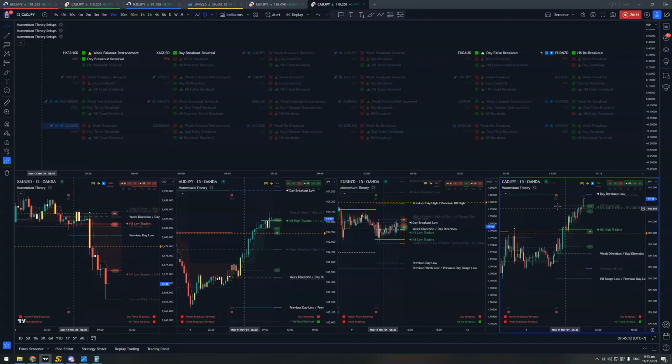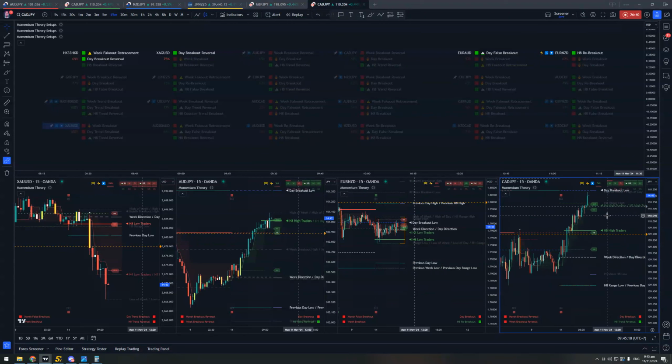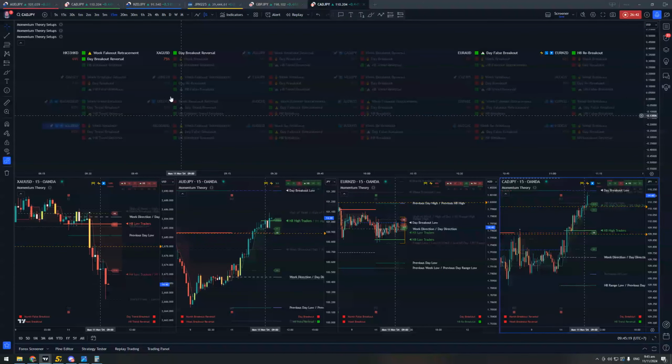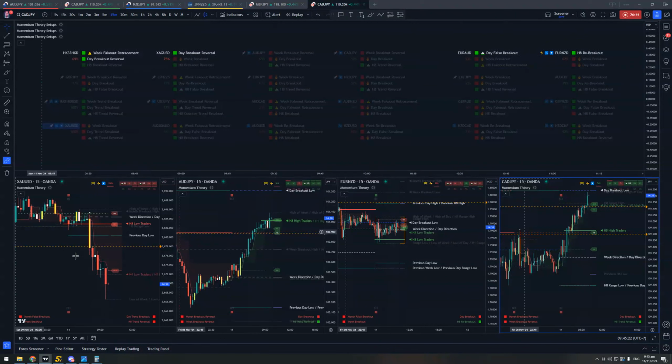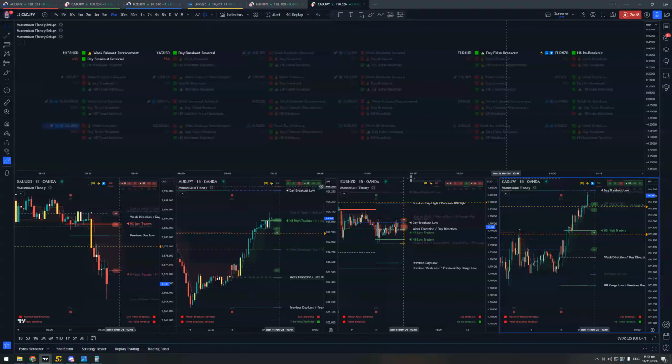Okay, CAD-J got up above that range, closed above it. Now I need to see it close back under. So I'm putting an alert there, and that's it. Nothing else new. Gold broke out, did not pull back. No trades for me on gold, and that's it. So still waiting. No trades.